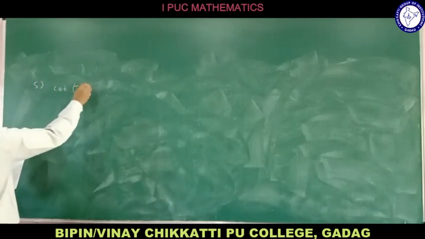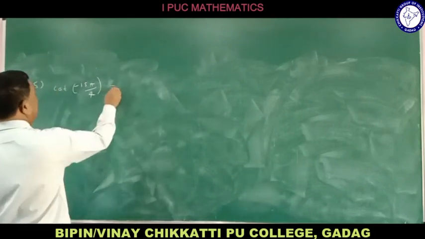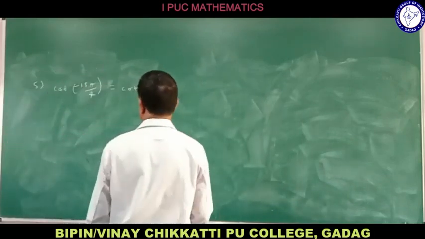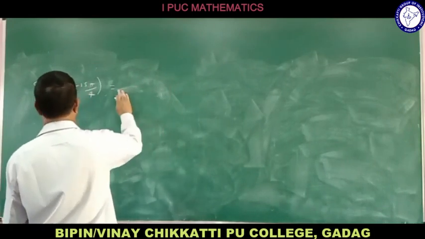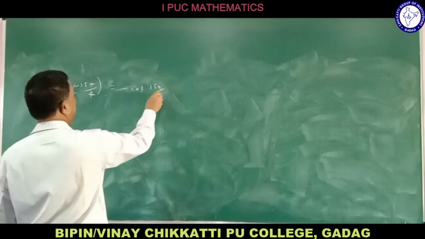Now you have to follow the quadrant rules. The last one I am taking, number 5, is cot of minus 15 pi by 4. Try to understand how this can be done. Here also you understand how this can be done. Cot of minus in the fourth quadrant is minus cot of 15 pi by 4.